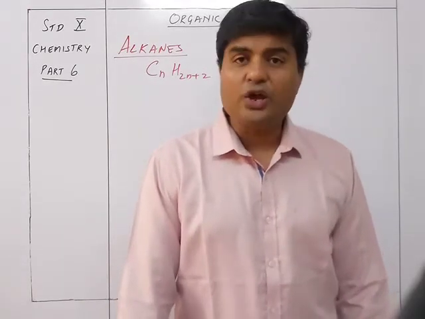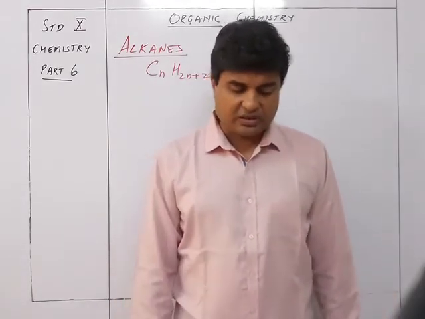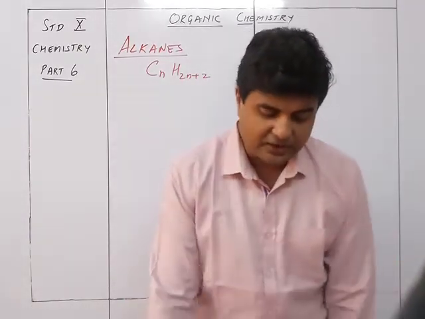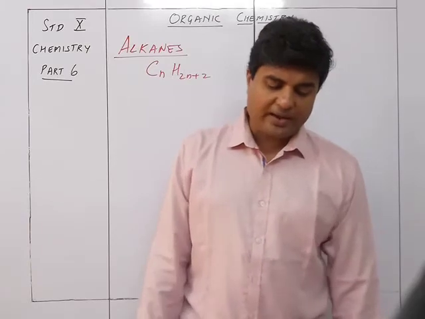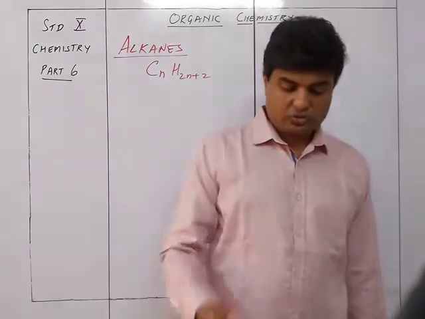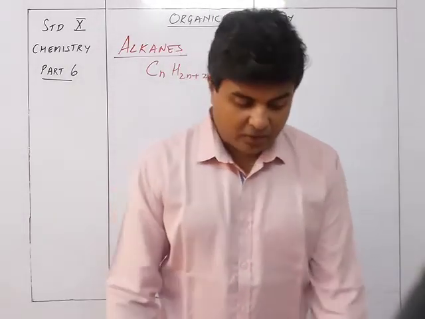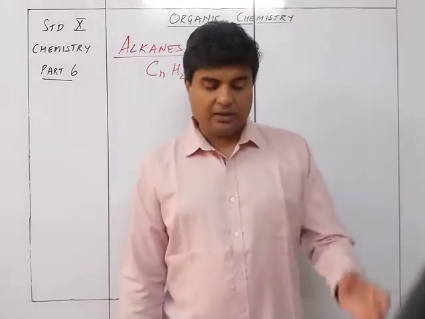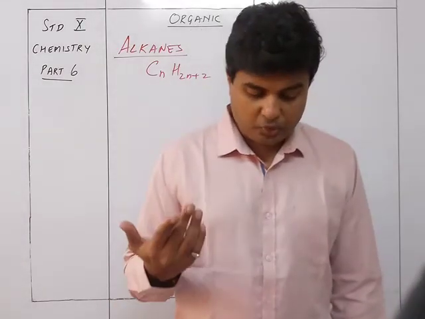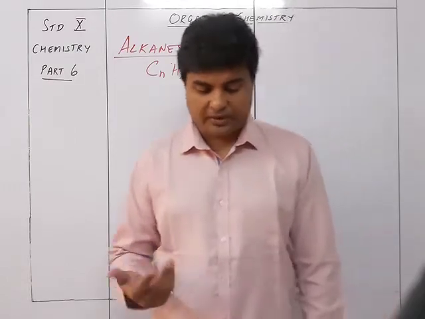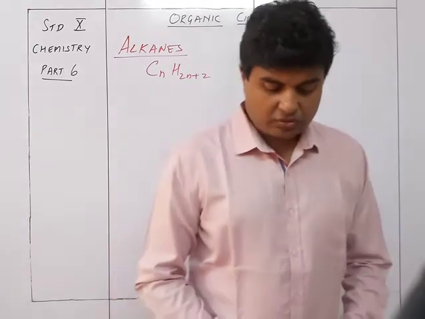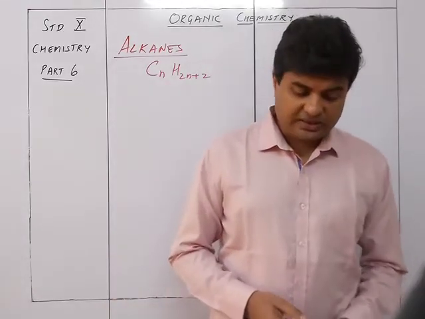And accordingly, the IUPAC system retains the common names for the first 10, that is C1 to C10 alkanes, but is used for naming higher branched chain alkanes. So accordingly, we have the molecular formula. The first 10 will be methane, ethane, propane, butane, pentane, hexane, heptane, octane, nonane, and decane. So those are the different homologous series.